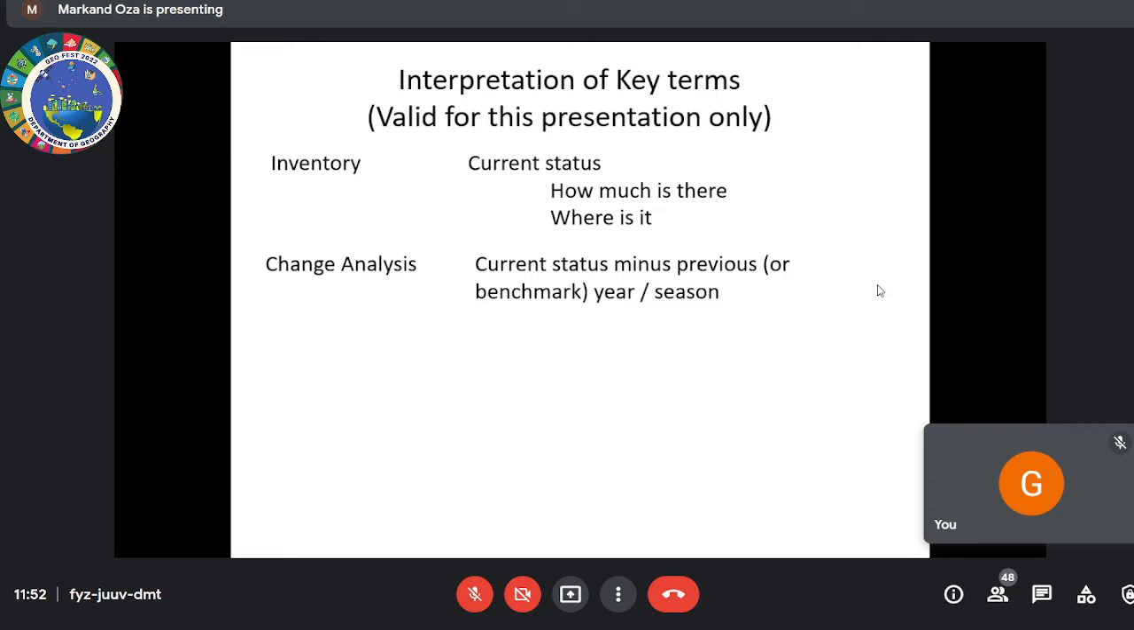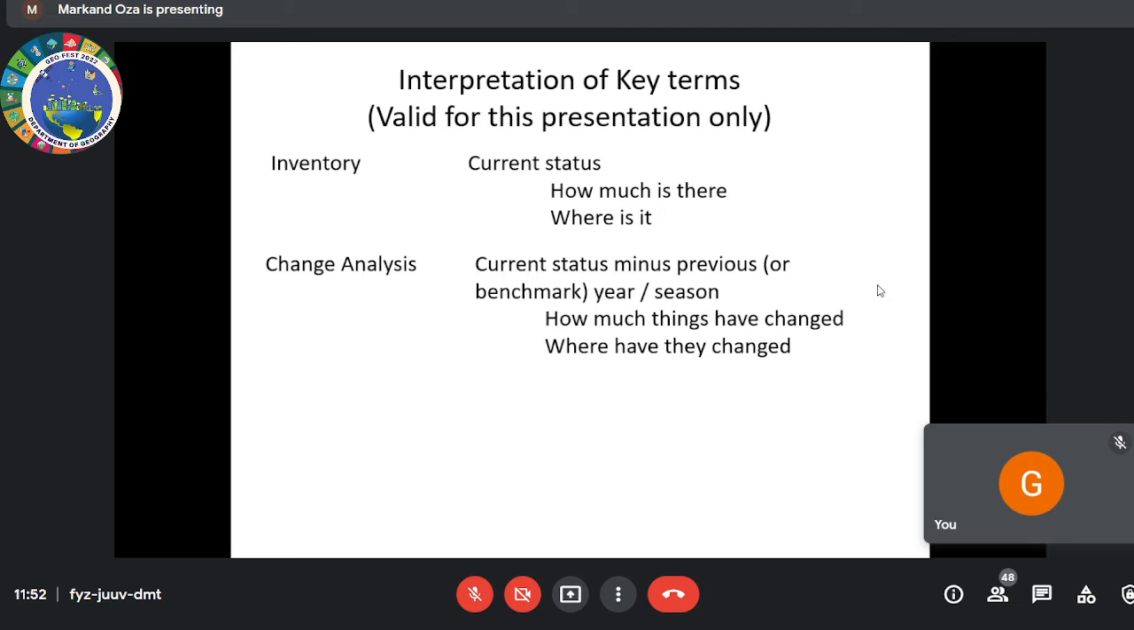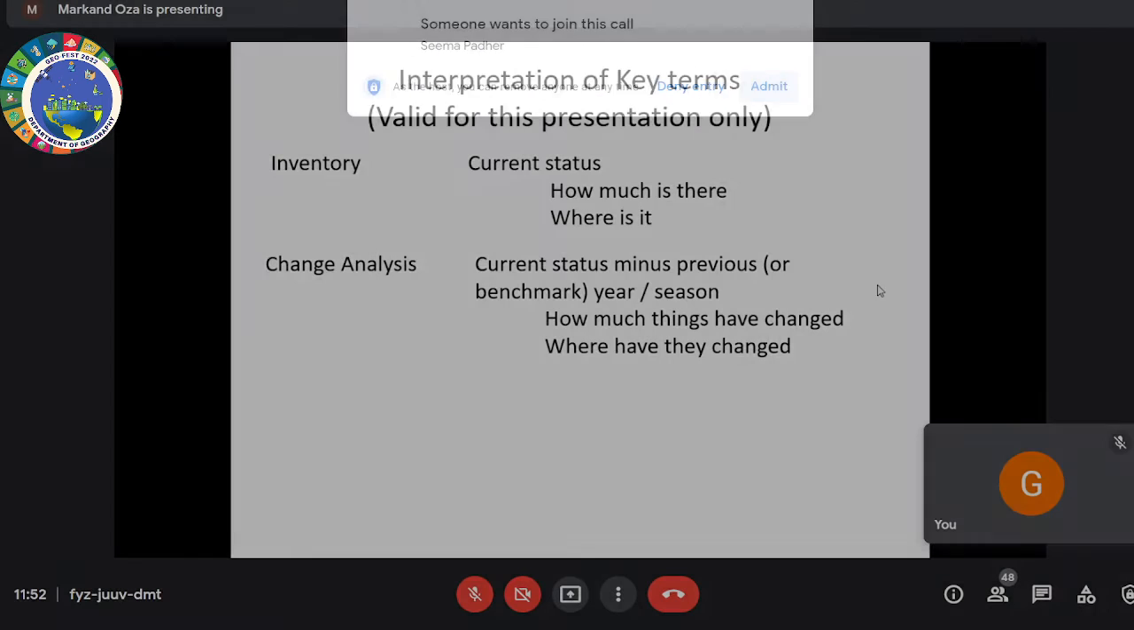That is inventory. Whereas more impactful or meaningful is change analysis. That means this year's crop or this year's vegetation, how it is different from last year or from a benchmark year. That will tell changes. So basically it is a minimum 2-date analysis and difference, and identifying how much things have changed, whether change is 5%, 10%, minus, plus, and where they have changed, whether there are any pockets where things have changed. So that is what I call change analysis.